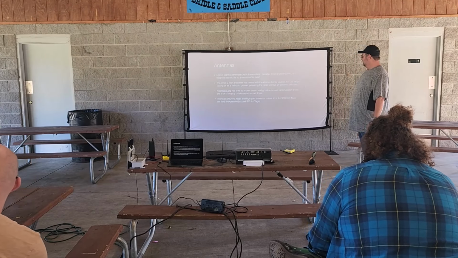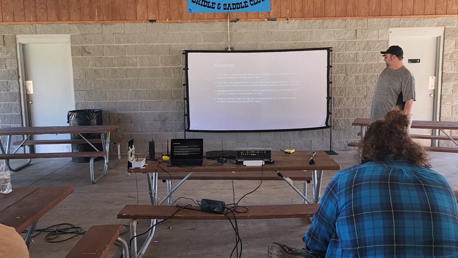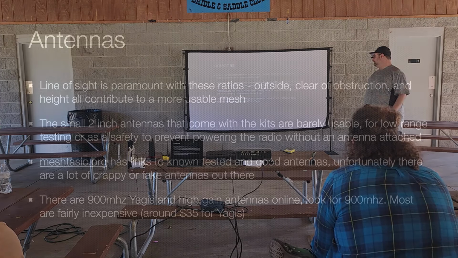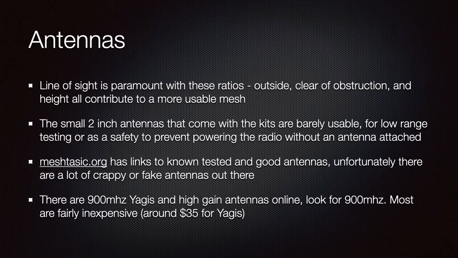Line of sight is paramount with these radios. Outside, clear of obstruction, and as much height as you can give it. The little 2-inch antennas that come with these things are effectively a dummy load. They'll let you turn the radio on without blowing them up. You're not getting half a mile on these things. And I know I gave out a bunch of nodes with those on them because that's what they came with.